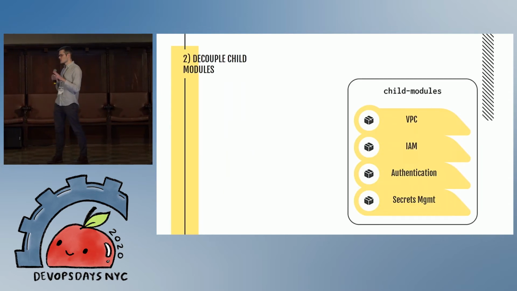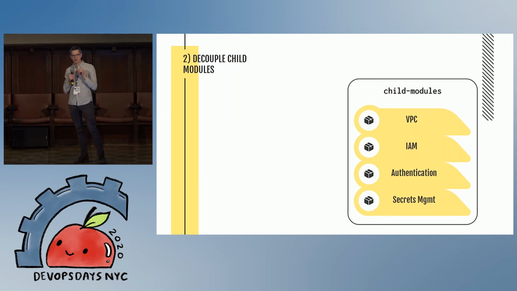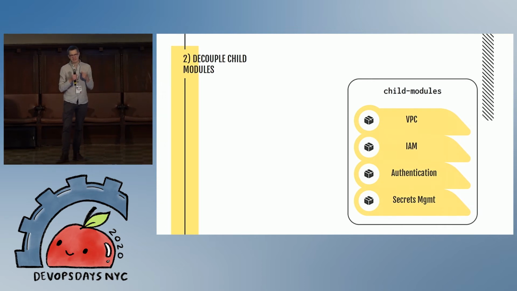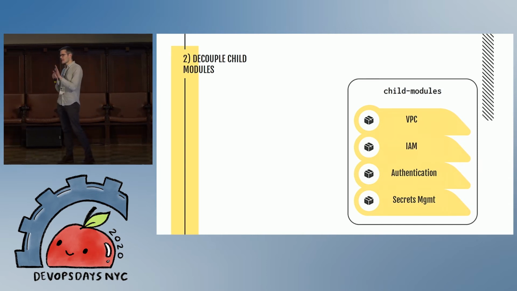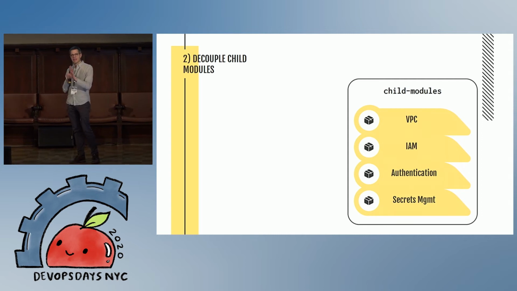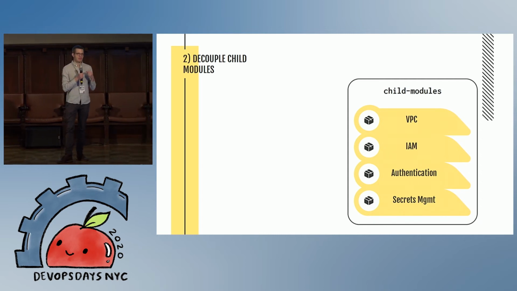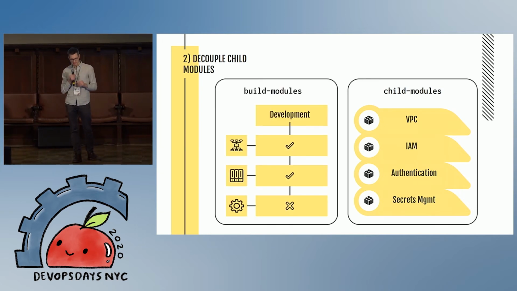Now, the second strategy that we've used is to create a separate child modules repository. And in this separate repository, we can place things like the finer-grained VPC configuration, or maybe your authentication tooling. And when we place them all in this separate repository together, now we're able to reference them and consume them through all of our separate build modules that are in separate pipelines for our deployments.